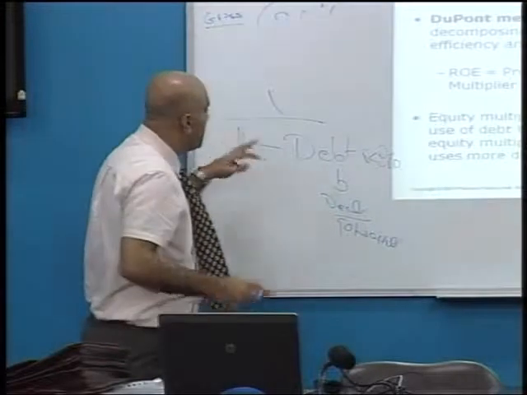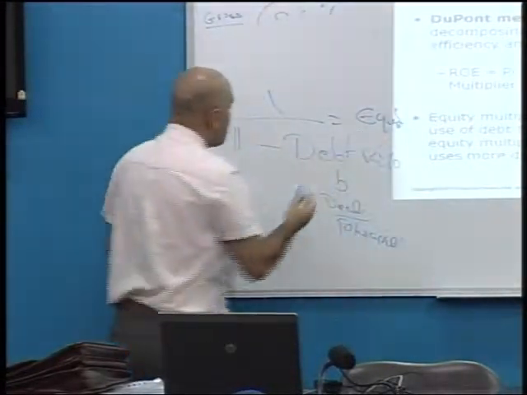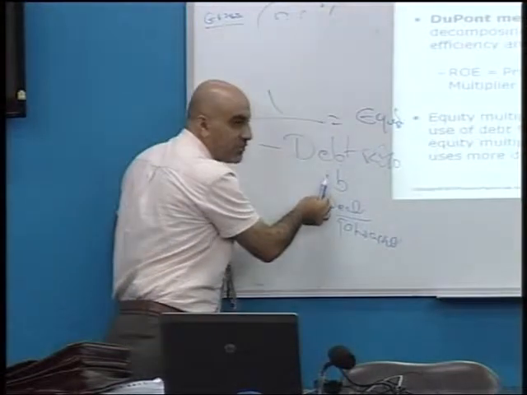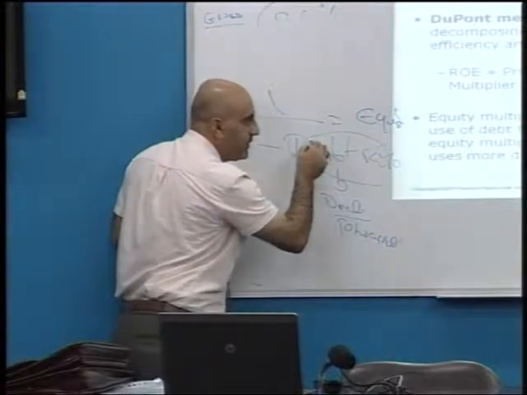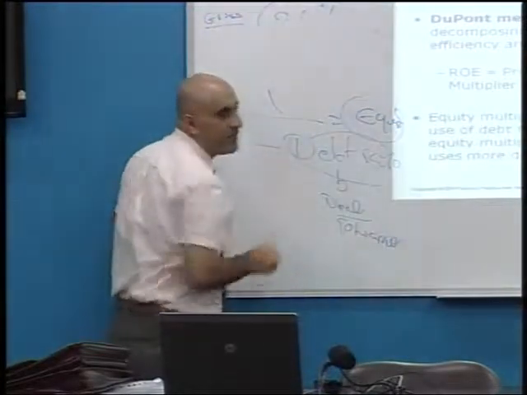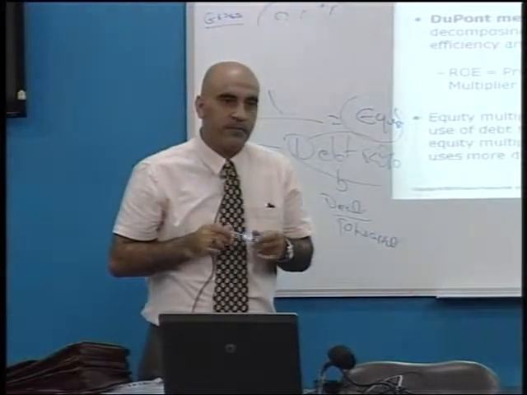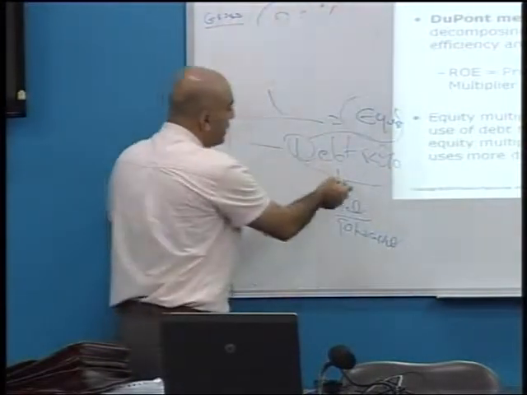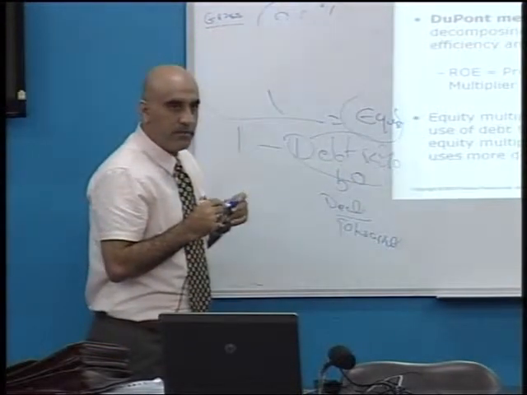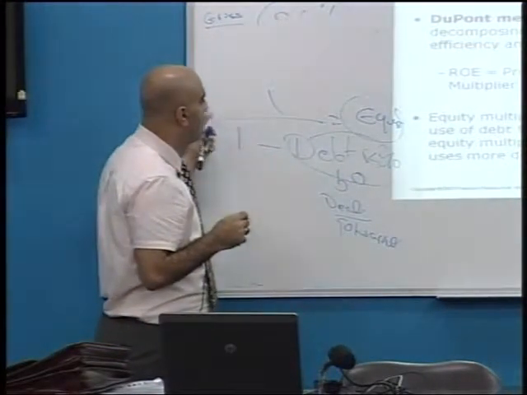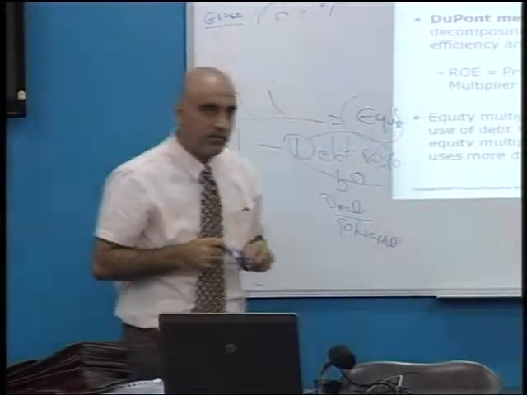Okay. So now this is the equity multiplier. The more debt ratios that we have, the higher the equity multiplier. For instance, if the debt ratio is 0, it means we have 1. Equity multiplier is starting from 1.